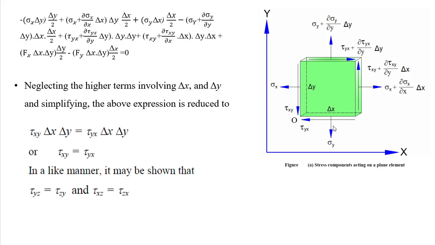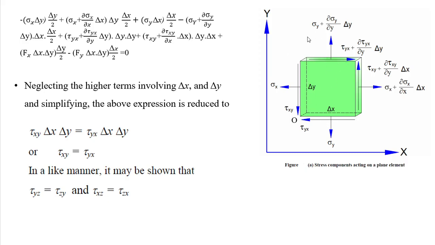Another normal stress we can see here is sigma y, which is acting in the negative y direction, and similarly this stress increases as we move along the y-axis. There also the same amount of stress increase occurs for this particular height del y. The total stress will be sigma y plus dou sigma y by dou y into del y. This is the stress acting on the other side of this selected element.